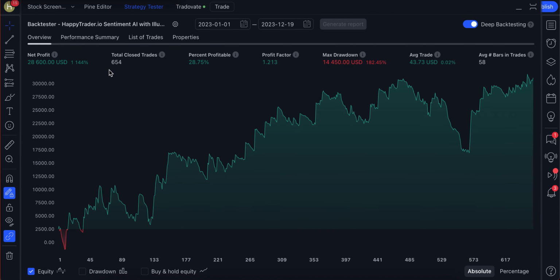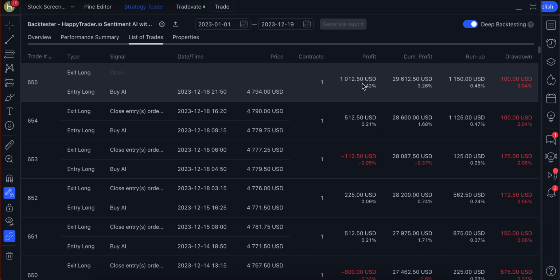You can see our total closed trades for the entire year, pretty manageable. 654 closed trades. We had 28% profitability, so a little less than one third of the trades were profitable. Like I say in other videos, win rate doesn't matter necessarily when you're in a strategy where your winners are going to outperform your losers. So you need to be aware of that, and I'll just demonstrate that by showing you the trading log.